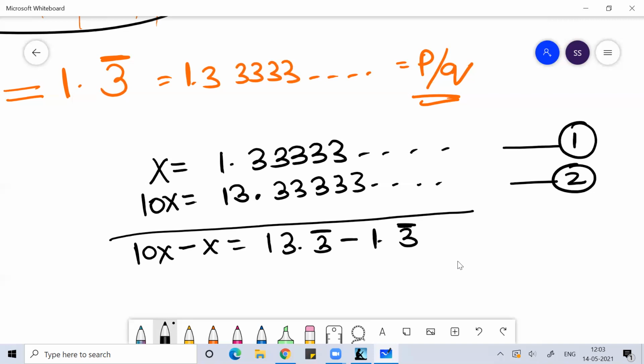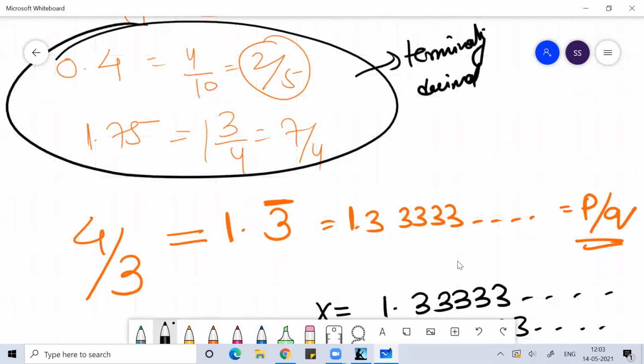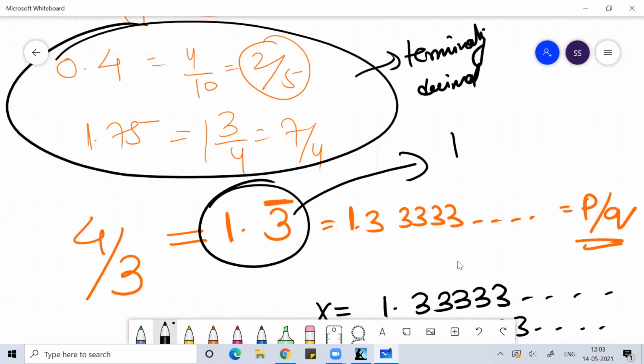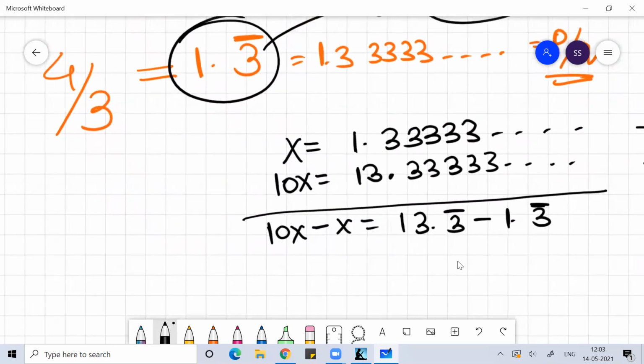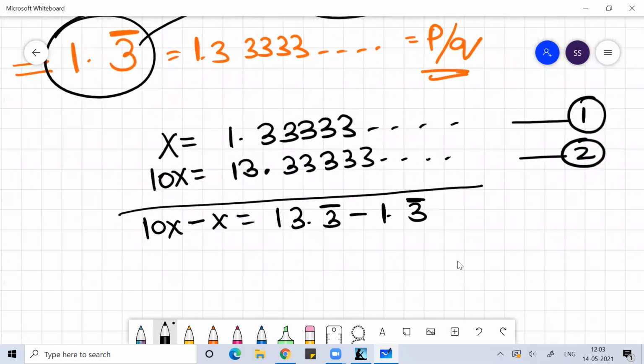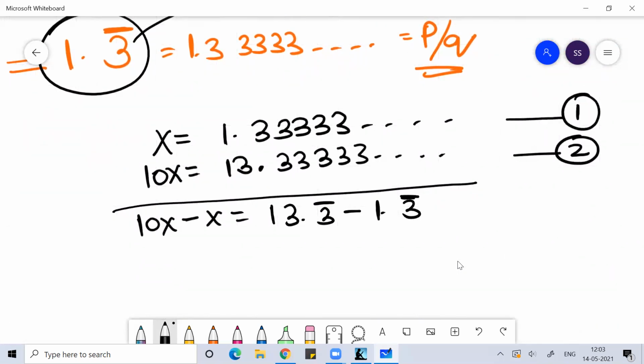So in that case, if that is true, then this should be a rational number. It means this should be converted into P by Q form. If they are rational numbers, then you should be in a position to convert this into P by Q form. So how will you be able to convert?